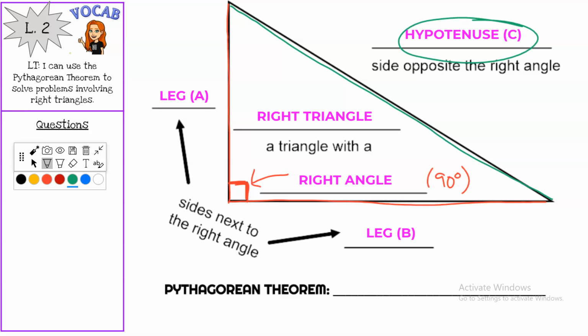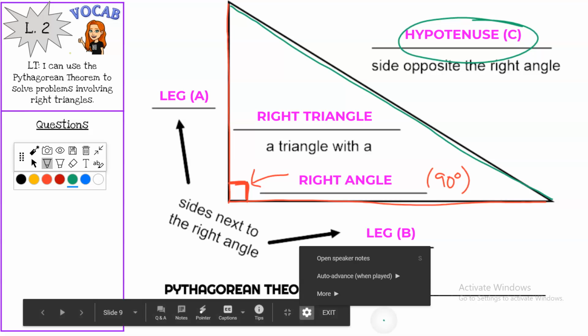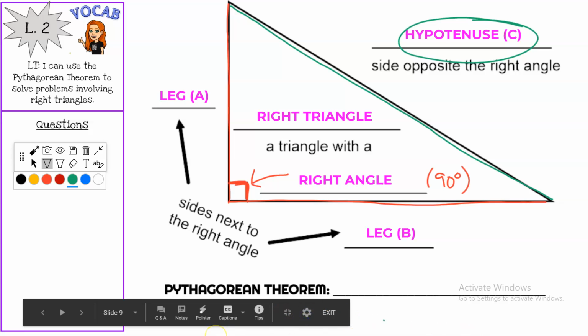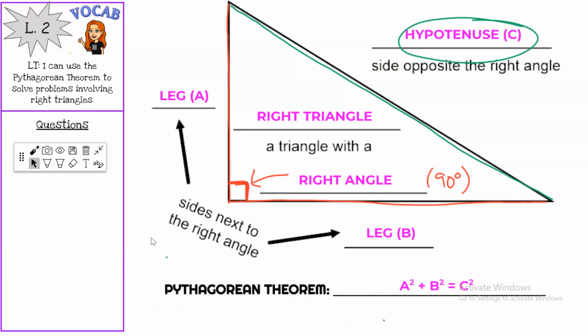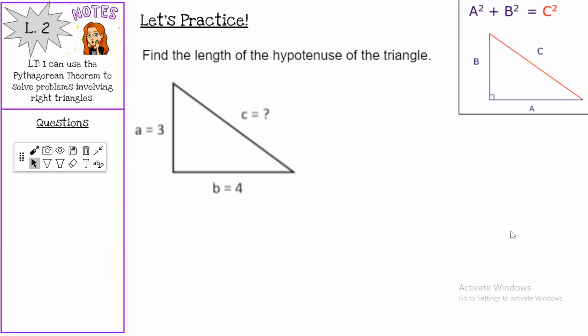Then there's a special relationship that we're going to use, and it's called the Pythagorean Theorem. And that is the relationship a squared plus b squared equals c squared. We talked about squares last lesson, and I told you they were going to be important. So let's just jump right on in to our practice problem.